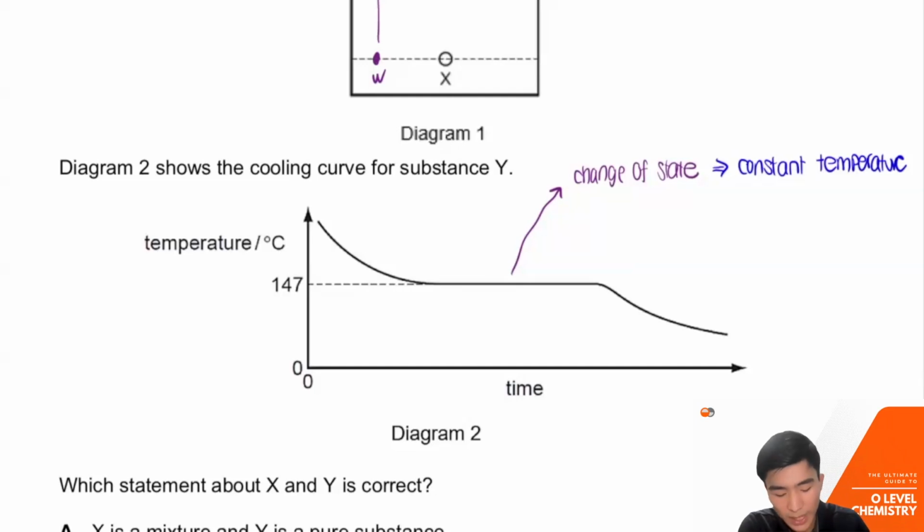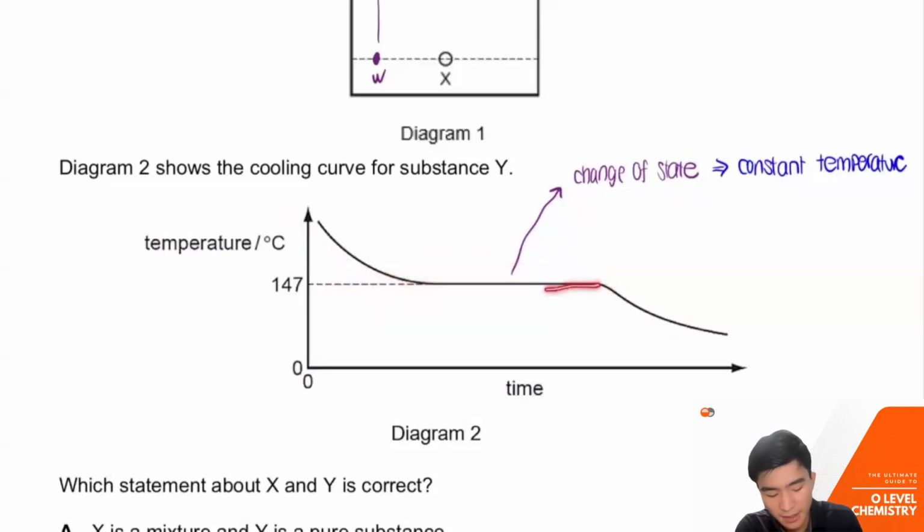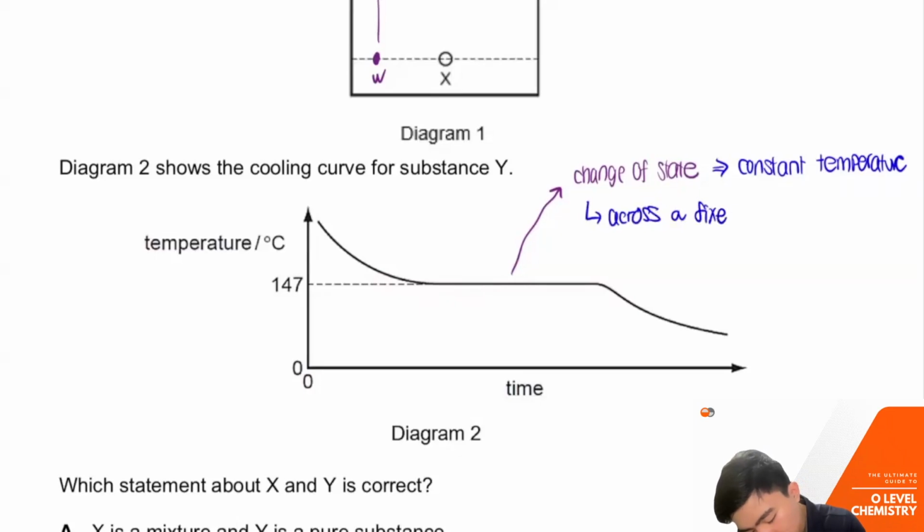or a freezing process, or a condensation process. But what is most important is that you need to know the temperature is dropping, and here is a flat line, constant temperature. So there is a change of state. When this change of state happens at a fixed temperature, we can conclude that it is a pure substance.